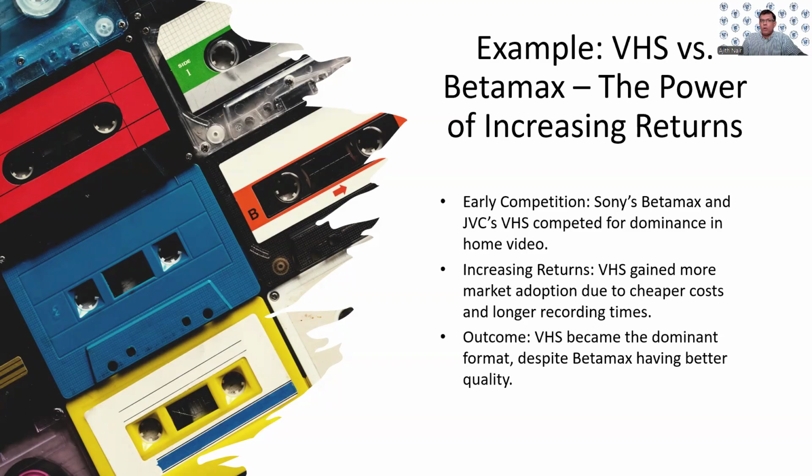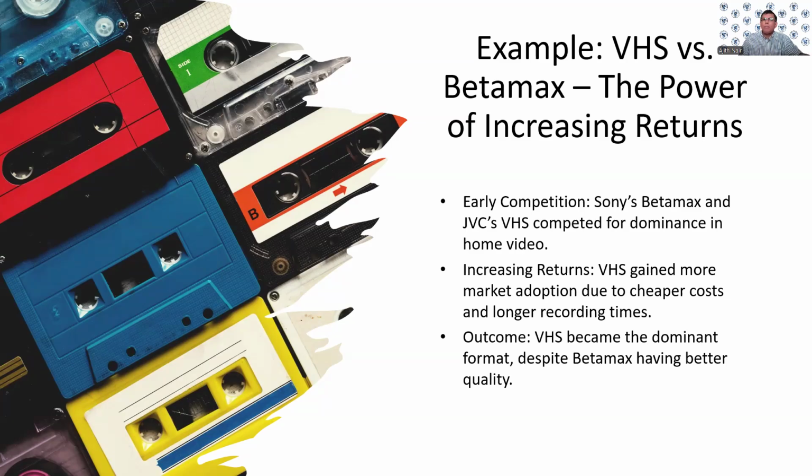When we look at the early competition in the 1970s, Sony's Betamax and JVC's VHS competed as the home video recording formats. For sure, Betamax was higher quality, with sharper images and better audio. But VHS had a longer recording time and was cheaper to produce. So increasing returns created market adoption and momentum, because VHS had lower manufacturing cost and broader support from different kinds of industry standards. Movie studios preferred VHS because they could have longer tapes and cover a full-length film.